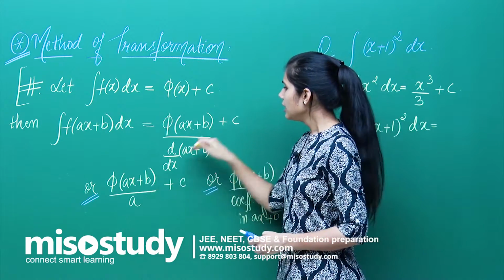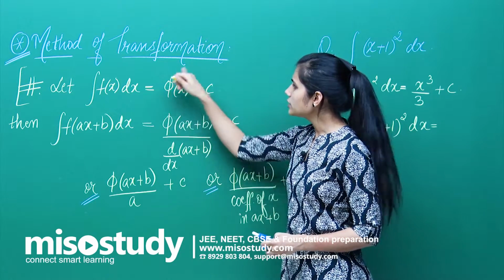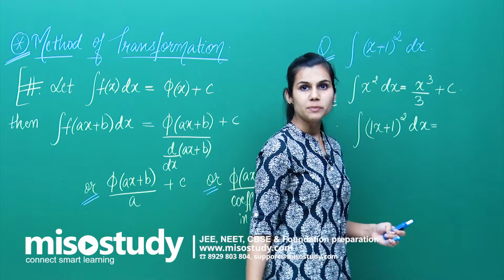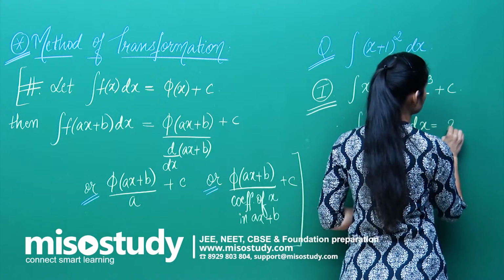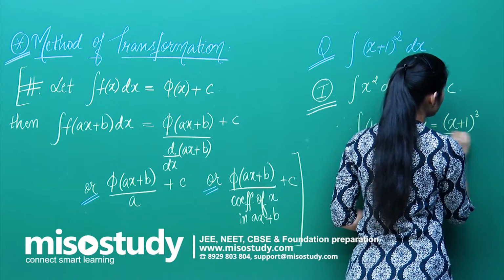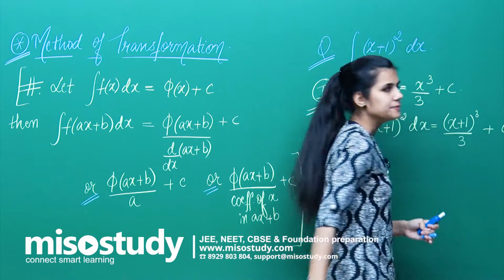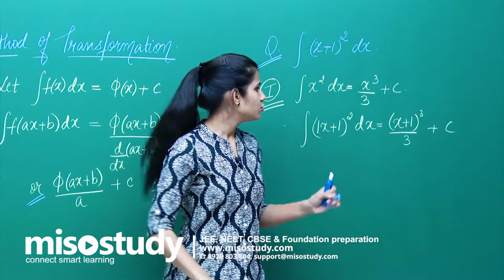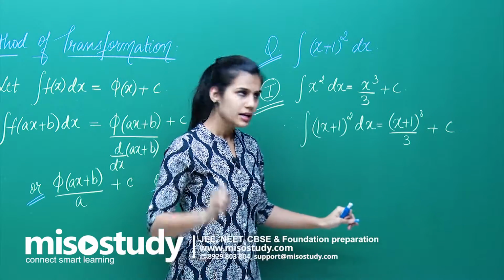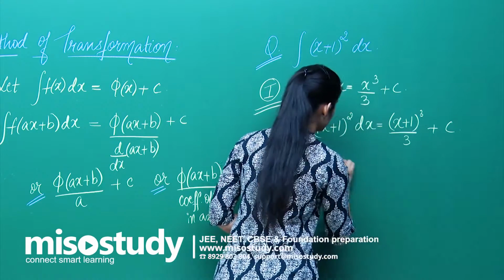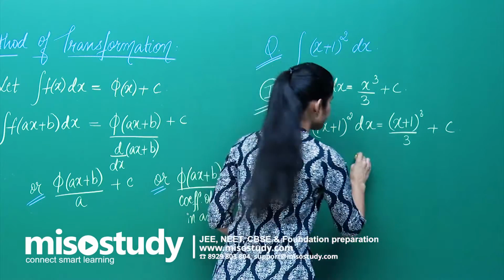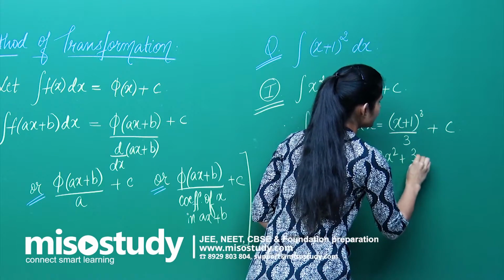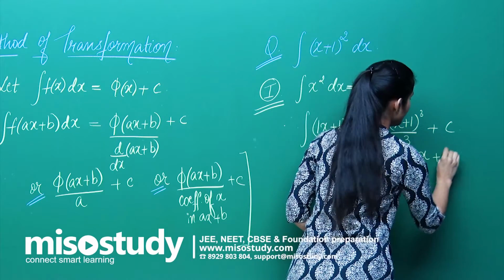Its integration is phi of ax plus b. Whatever was phi x, replace x by ax plus b. What you get is, replace x by x plus 1: (x plus 1) whole cube by 3 plus c. Okay? So I just directly used this result to calculate my integral. Let me solve this a bit. (a plus b) whole cube is a cube plus 3a square b plus 3ab square plus b cube.